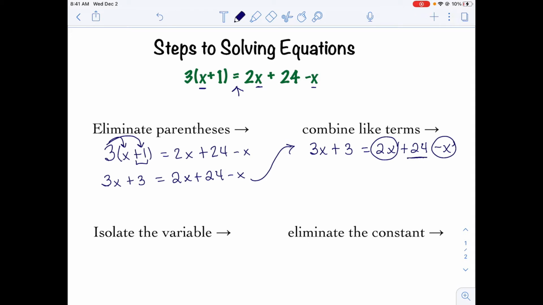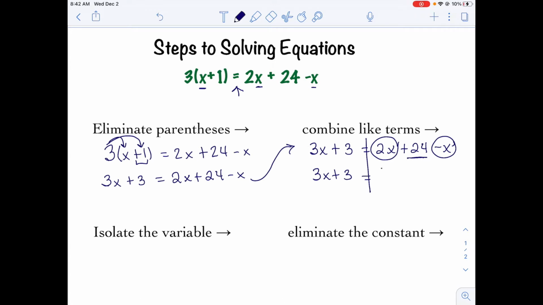When we do that, we can think about putting a little wall down the middle of our equals to keep things separate. Whatever we do to one side, we have to keep balanced on the other when we start moving things. Right now, we're just combining. We're just making it a little neater. So this left side can't be changed because they're not like terms, but the 2x and the negative x can be combined, and we have a 1x.